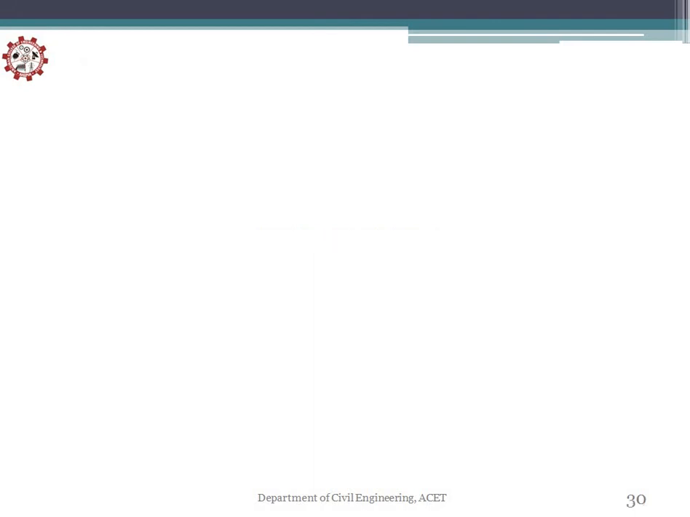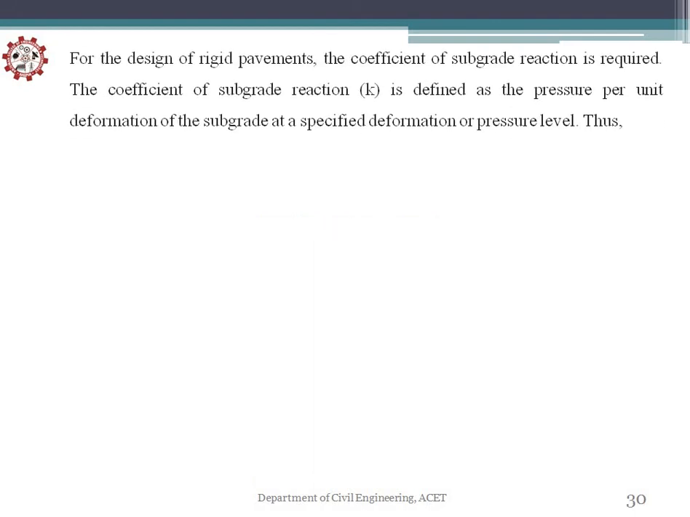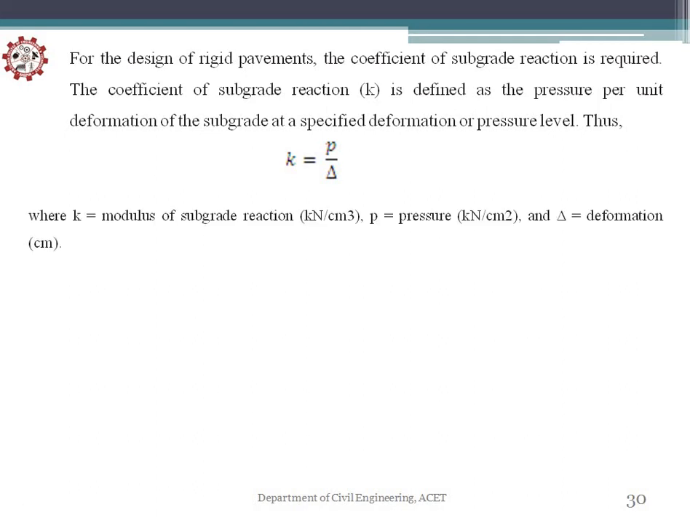Next is the plate load test for K. K is given by small p upon delta. It is the coefficient of subgrade reaction, per unit deformation. K is the modulus of subgrade reaction, in kilonewton per centimeter cube.